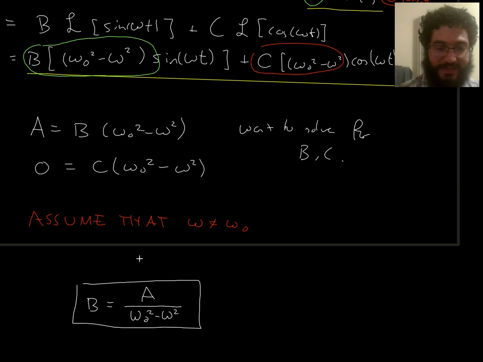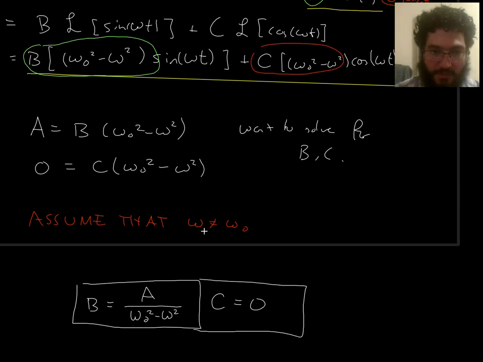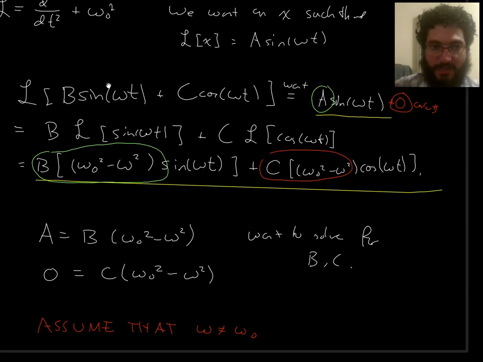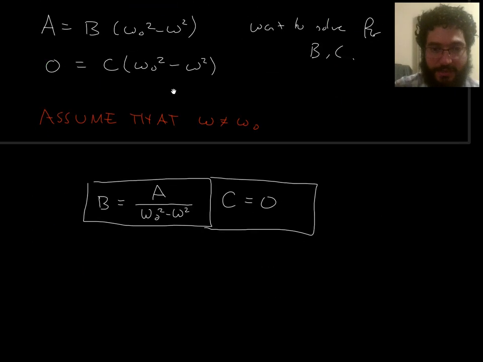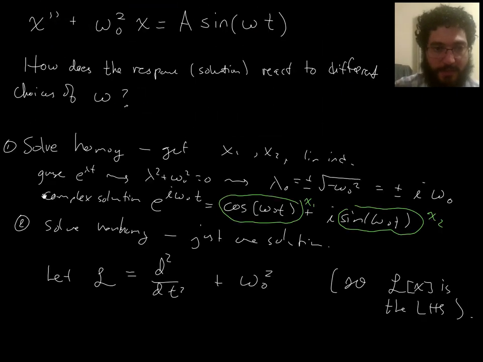So then the rest of our solution would be c equals 0. That would solve it. So really we never needed this term. We only needed this term here, and we got this times sine omega t. So we got our particular solution. Let me go back to this page.